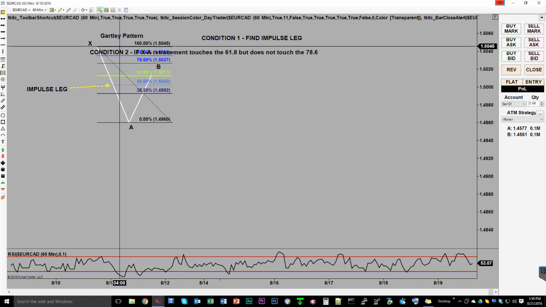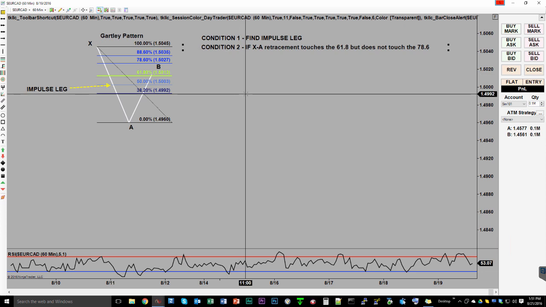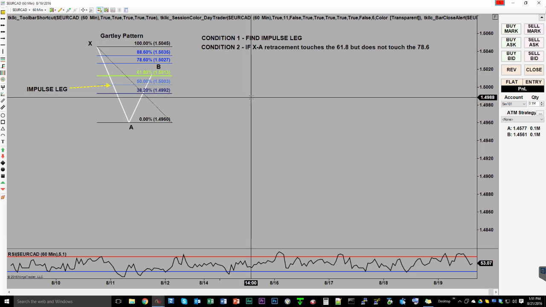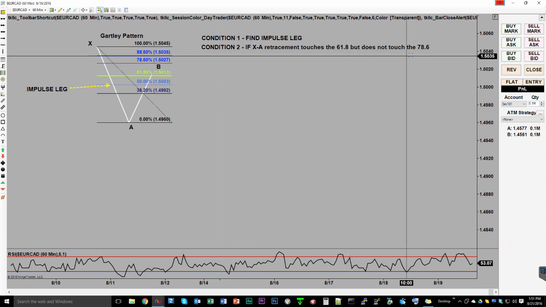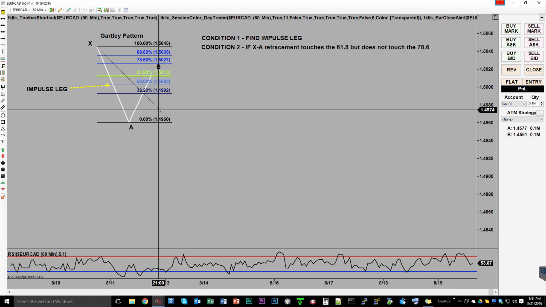Again, price must touch. I don't care how it touches it, whether the candle closes on it or it's just the wick. Don't care. Candle close is not important for this pattern the way that we do it. So if the X to A retracement touches the 618 but does not touch the 78.6 retracement of the Fibonacci retracement tool, condition 2 is met. We're good to go.